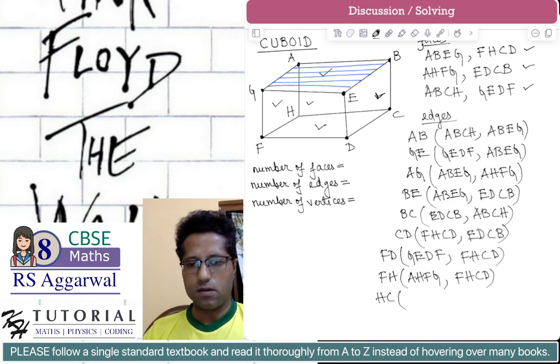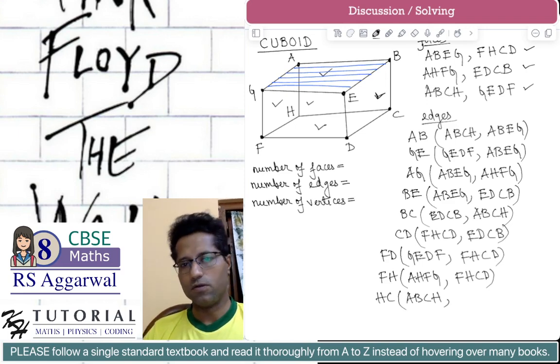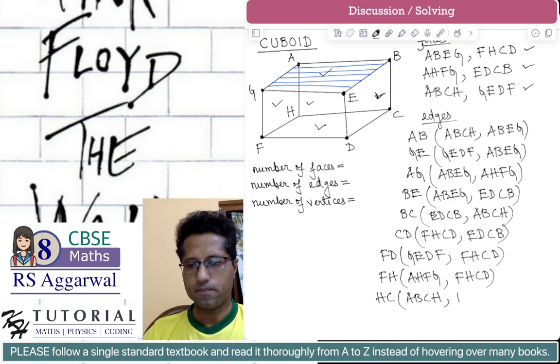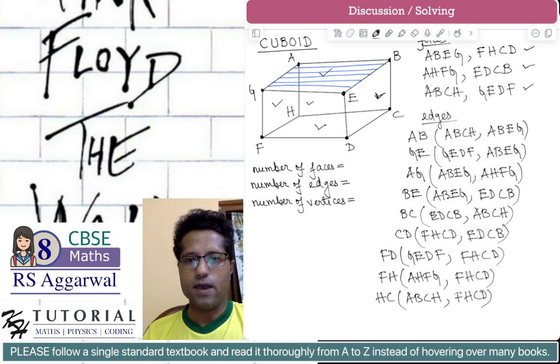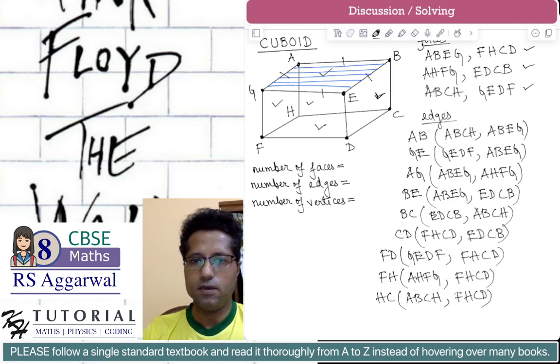The one common face will be ABCH, and the other common face will be the bottom face, that is FHCD. Okay, so we have considered, let me highlight all the edges that I have considered. We have considered AB, GE, AG, BE, BC, CD, FD, FH, HC.